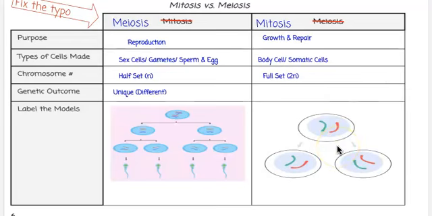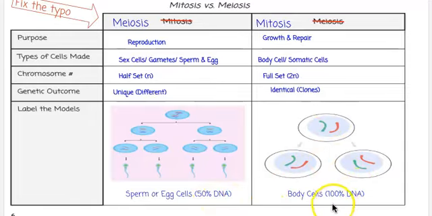So this results in different genetic outcomes. In meiosis, each sperm and egg cell is unique and different. But for mitosis, each of the body cells or somatic cells are identical clones. They just have different jobs, so 100% of the same DNA. Now we're going to label the models. In these sperm or egg cells, in this image we've only drawn sperm cells, there's only 50% of the DNA. But in these body cells, it has 100% of the DNA.